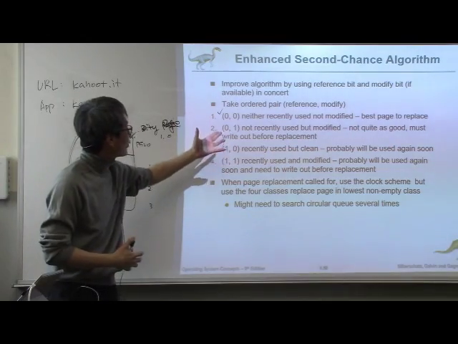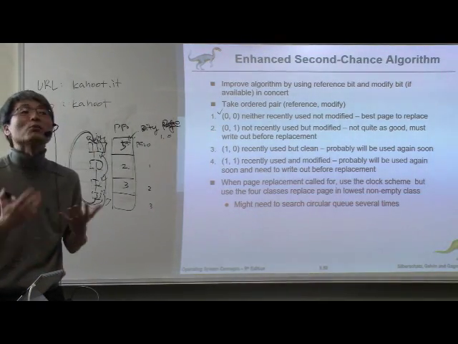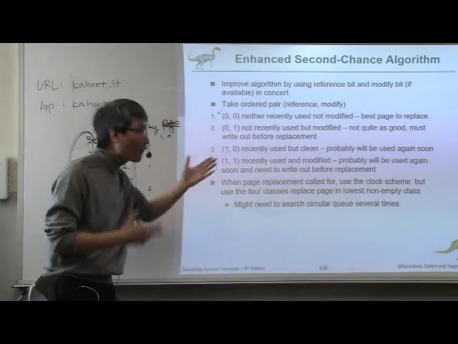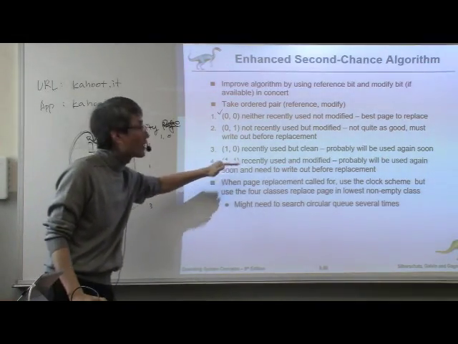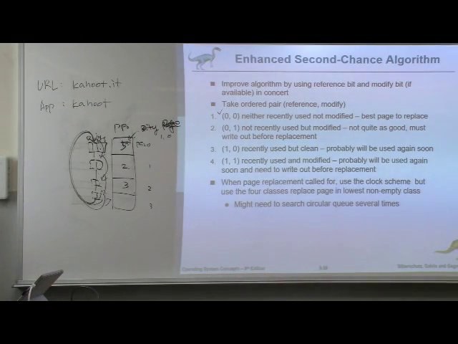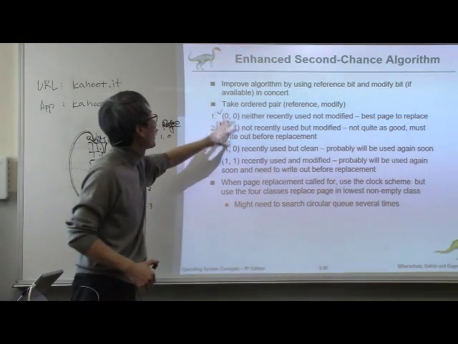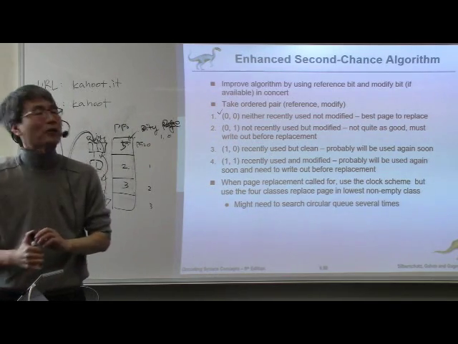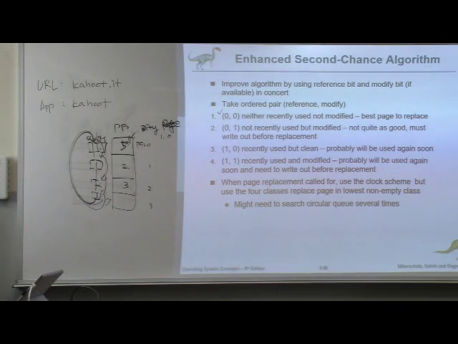And another case is that it's not referenced but it's modified. And it's referenced but not modified. Referenced and modified: these have the higher chance to be reused. So we try to keep these, but we can select as a victim the not changed and not referenced. This is the enhanced second chance algorithm by considering the modified bit.